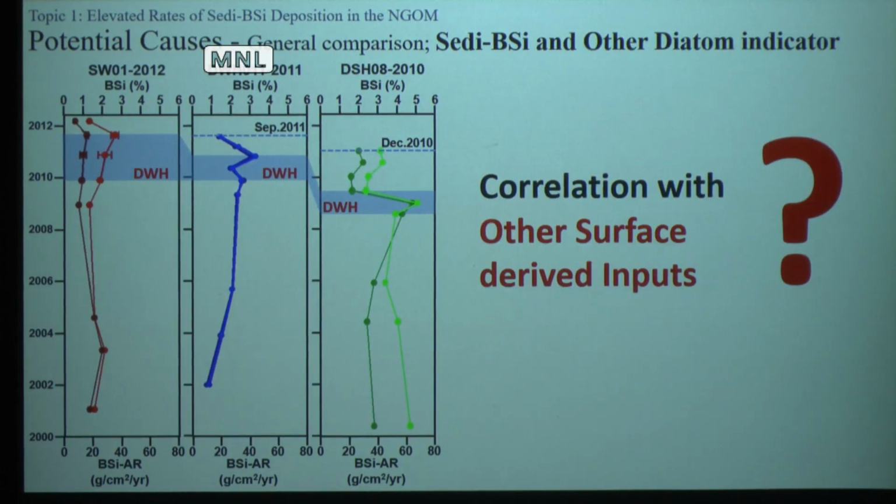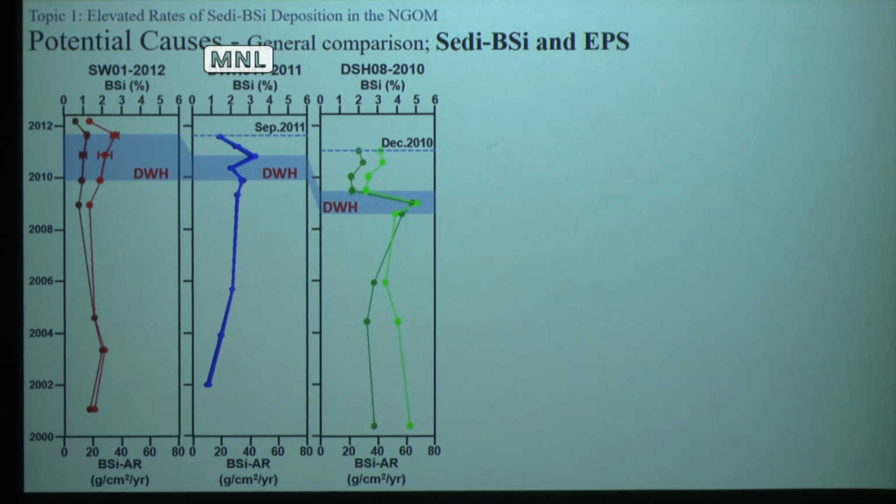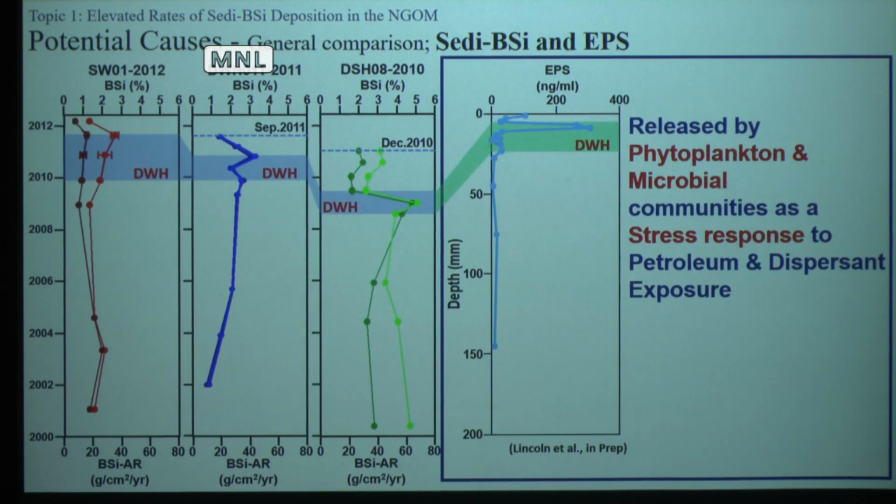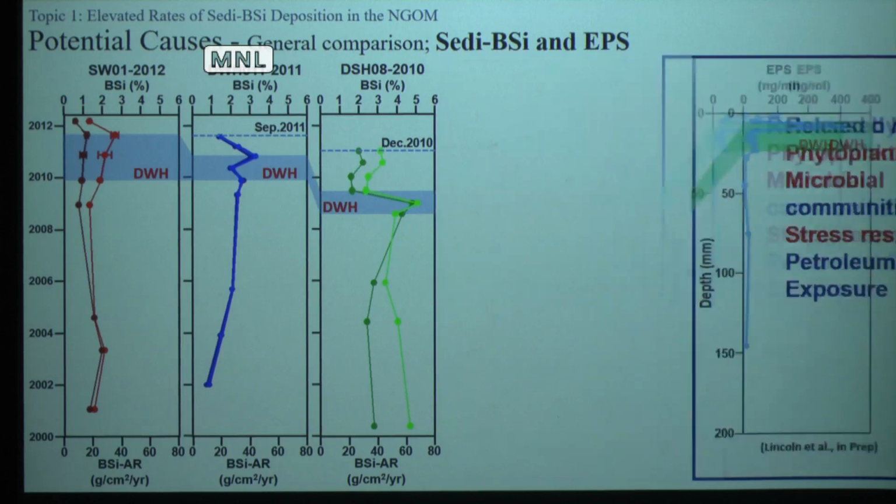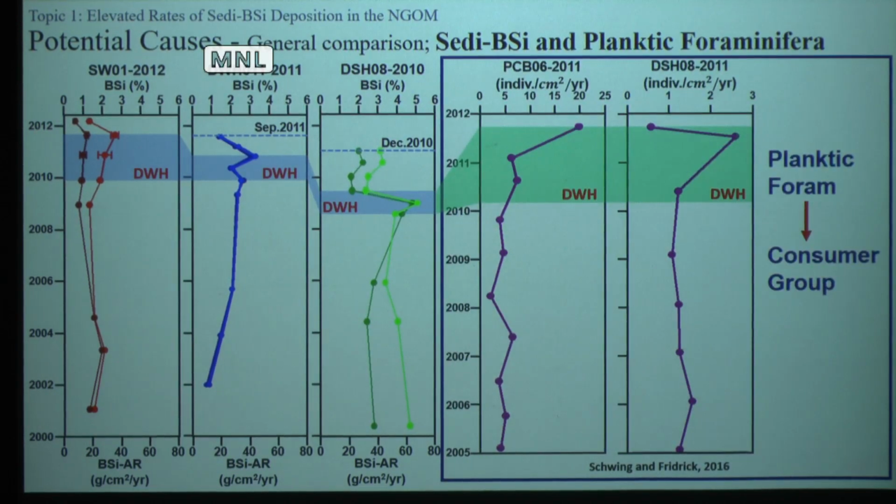So now I will talk about other surface-derived inputs. EPS is released by phytoplankton and microbial communities under the toxic stress of petroleum and dispersant. The EPS level also increased at the Deepwater Horizon influenced layer, and this matches well with the sedimentary biogenic silica profile. And planktic foraminifera is a consumer group in the northern Gulf of Mexico, and it also increased during the Deepwater Horizon oil spill influenced period.